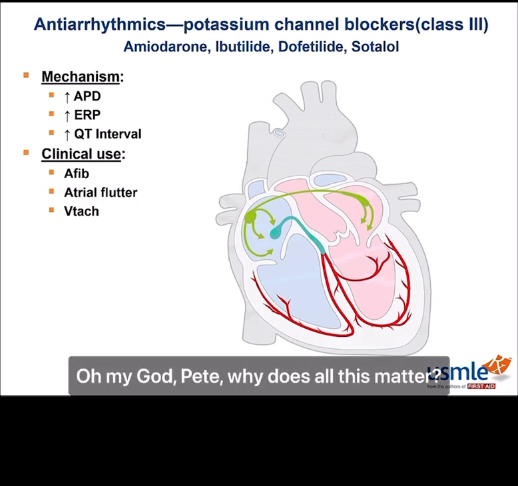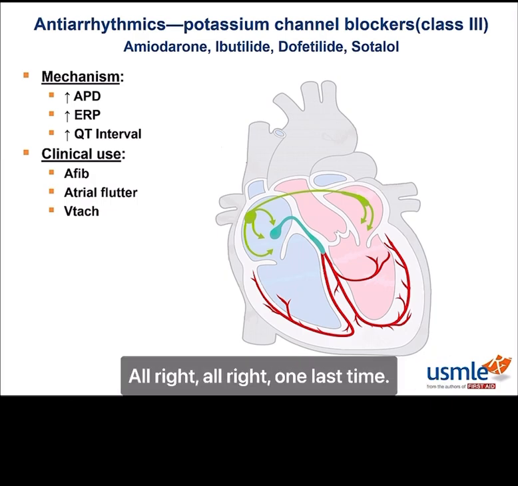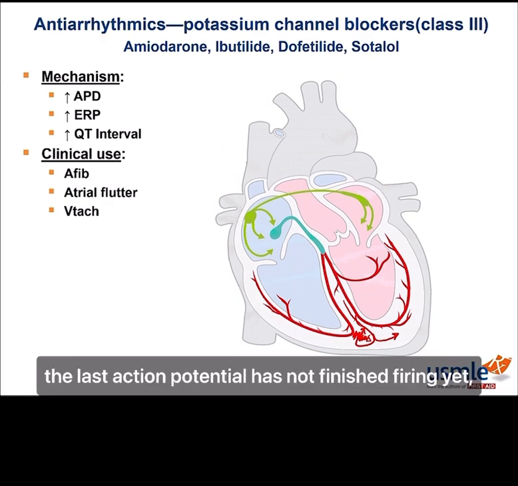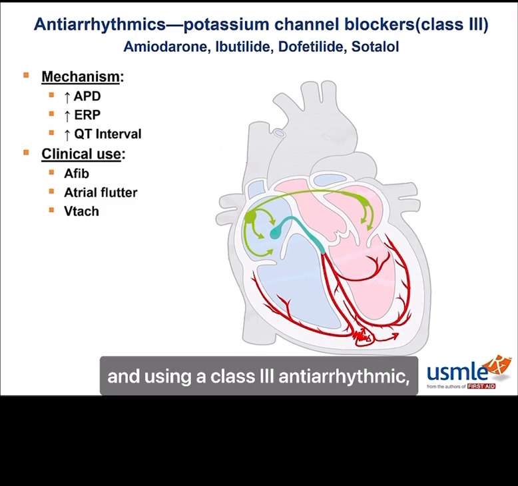Oh my God, Pete, why does all this matter? Alright. One last time. Let's say we have our little obstruction and we have our ischemic tissue. But now we're given a drug that has lengthened the refractory period. So this time, when the current goes around to the area where we had the re-entry circuit, the last action potential has not finished firing yet. And using a class 3 antiarrhythmic, we've essentially prevented the ability for that constant firing to occur.